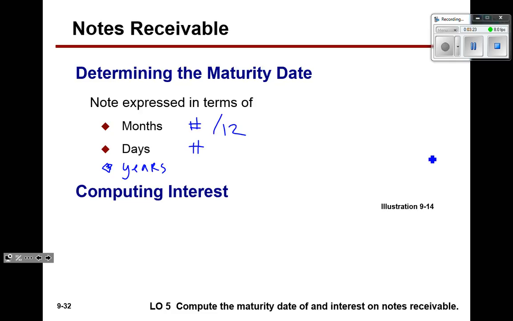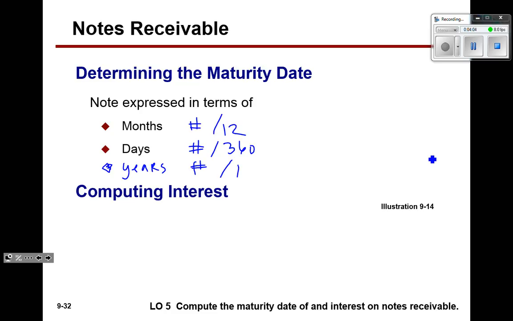Days, now here's a little curveball for you. We've been so far using 365 for everything, haven't we? In terms of notes, it's divisible by 360. That's just a banking financial thing. Don't ask me why, other than it's just the norm in the financial world. You go take out a 45-day note, they're going to divide it by 360 and go from there to figure out maturity dates. Years is just the number divided by 1. So in other words, a 3-year note is 3 years.